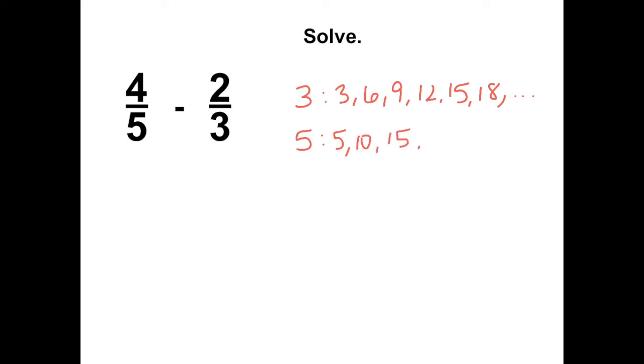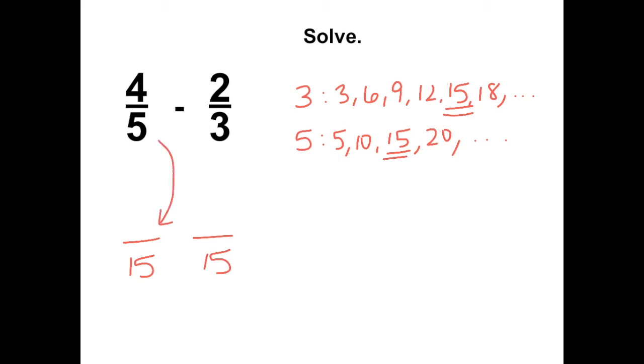4 over 5 minus 2 over 3. We need to find the least common denominator between 3 and 5. Multiples of 3 are 3, 6, 9, 12, 15, 18, and so on. Multiples of 5 are 5, 10, 15, 20, and so on. I see that they have a least common multiple of 15, so we're going to change both denominators to 15.